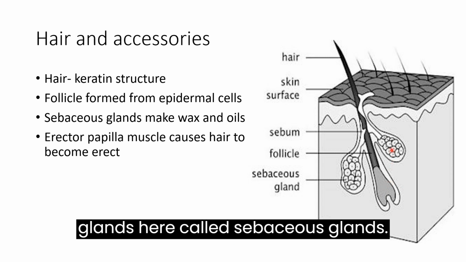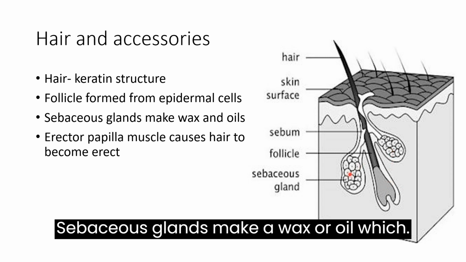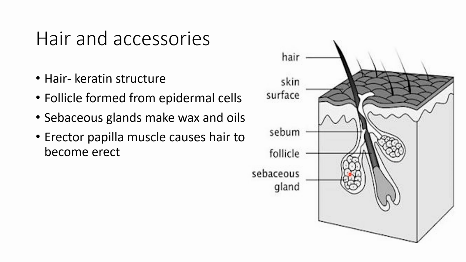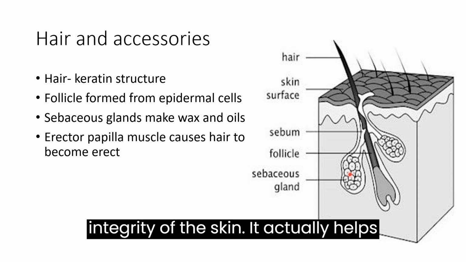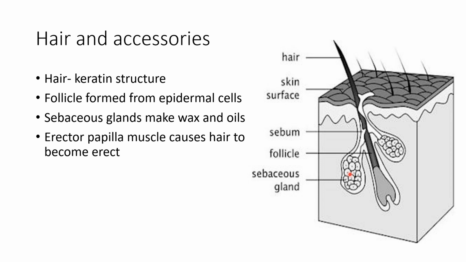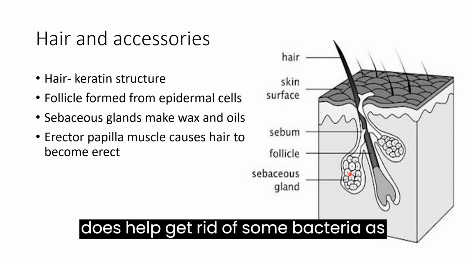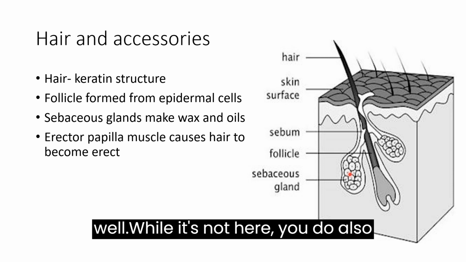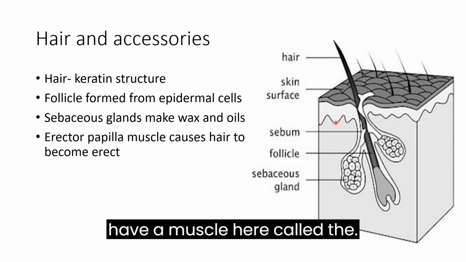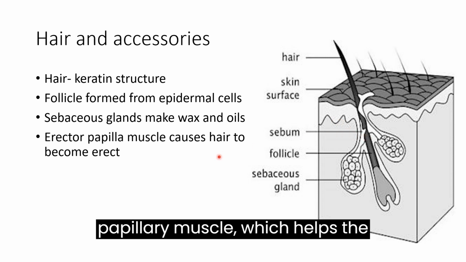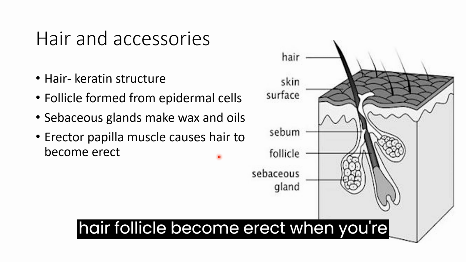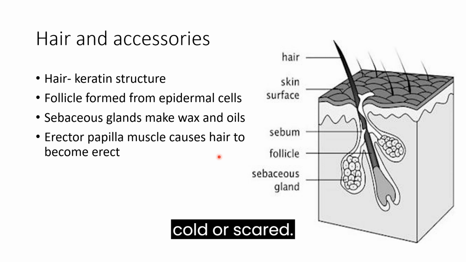And you can see glands here called sebaceous glands. Sebaceous glands make a wax or oil, which do help in a lot of things. It actually does help maintain the integrity of the skin. It helps make the skin a little bit more protective from water loss, and it does help get rid of some bacteria as well. While it's not here, you do also have a muscle here called the erector. It's arrector, not erector, pili muscle, which helps the hair follicle become erect when you're cold or scared.